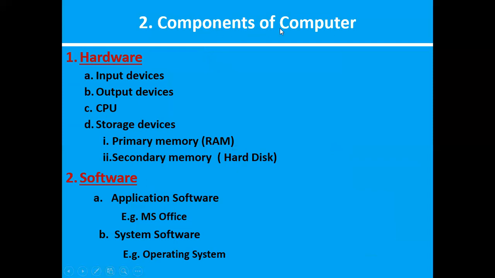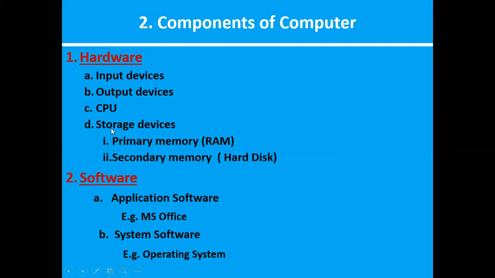Next, the components of a computer. So here the computer components are classified into two types. First one, hardware components, and second one, software components. So in terms of hardware components, you have all the physical devices, that is input devices, output devices, then CPU, then storage devices are coming under the categorization of hardware components.